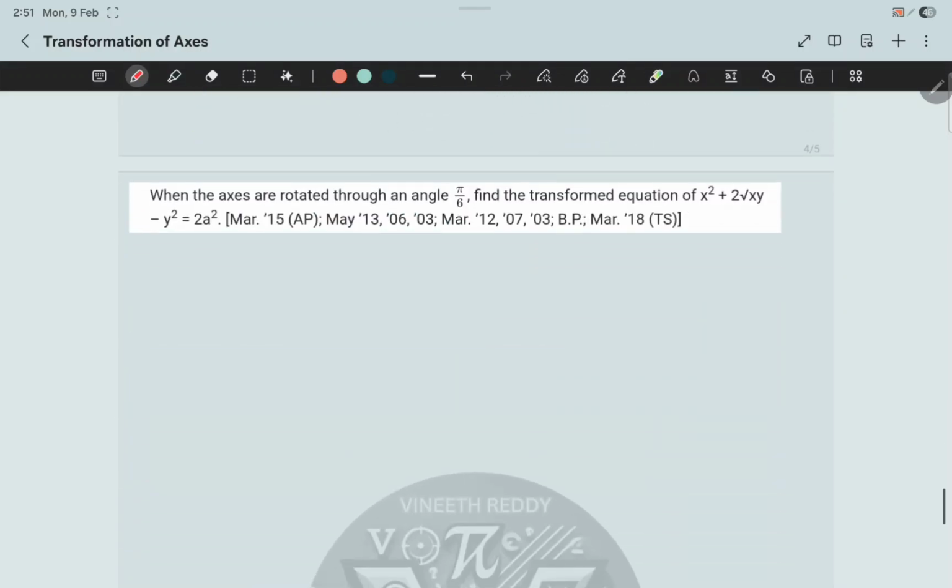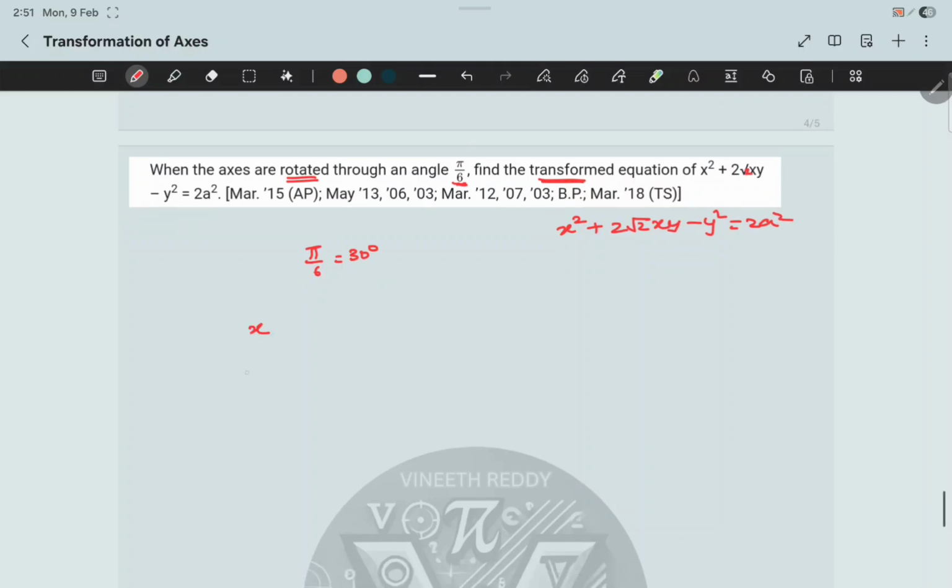The next question is, when the axes are rotated through an angle pi by 6, which means it is 30 degrees. It is a rotation question, dear students. Find the transformed equation. Again, he's asking us to find the transformed equation. So the equation is x square plus 2 root 2 xy minus y square is equal to 2a square, okay? So with that, let us draw the diagram. This is small x, small y, this is capital X, this is capital Y. This is cos theta, this is minus sin theta, this is sin theta, and this is cos theta.